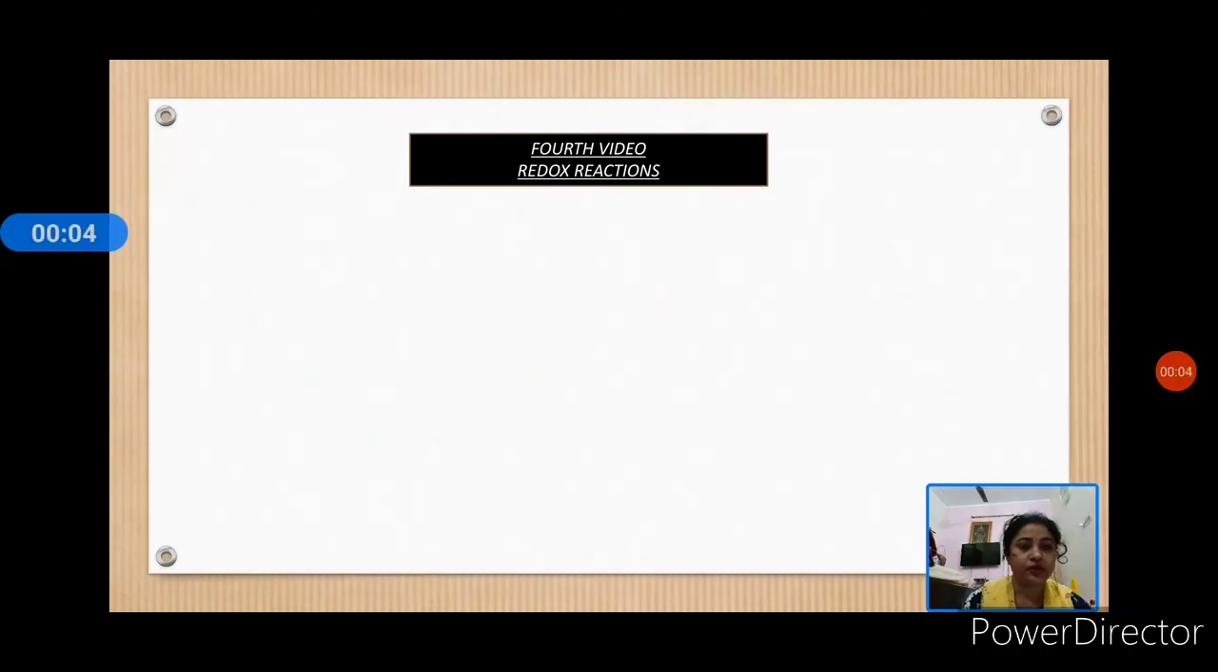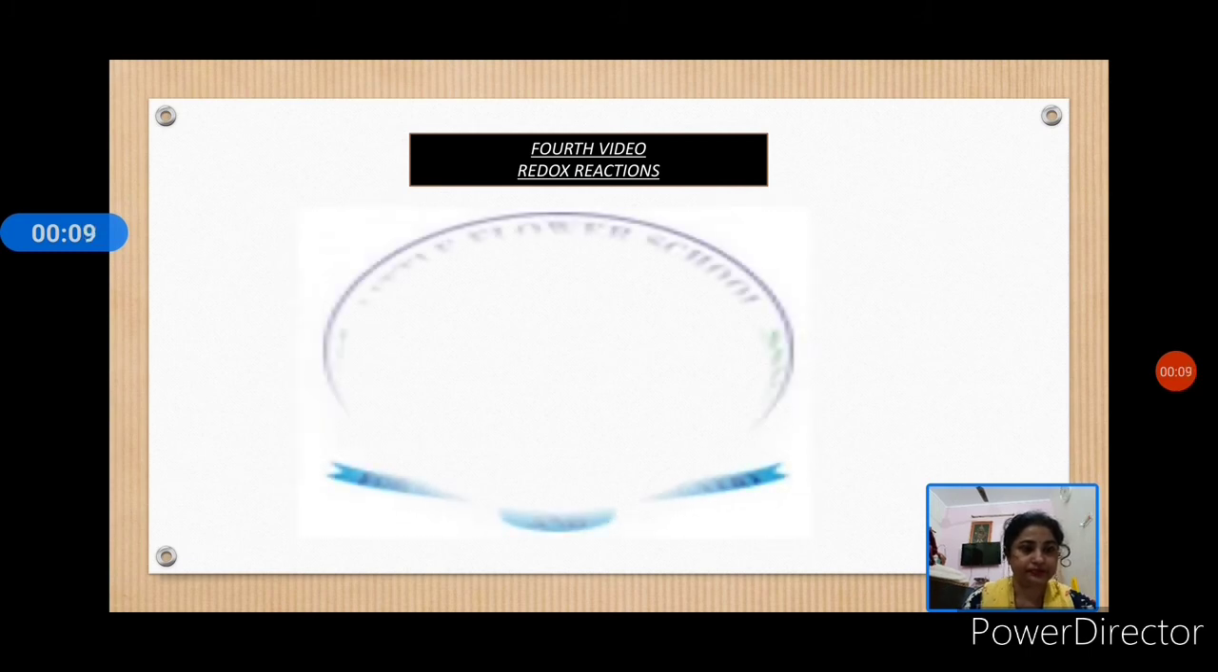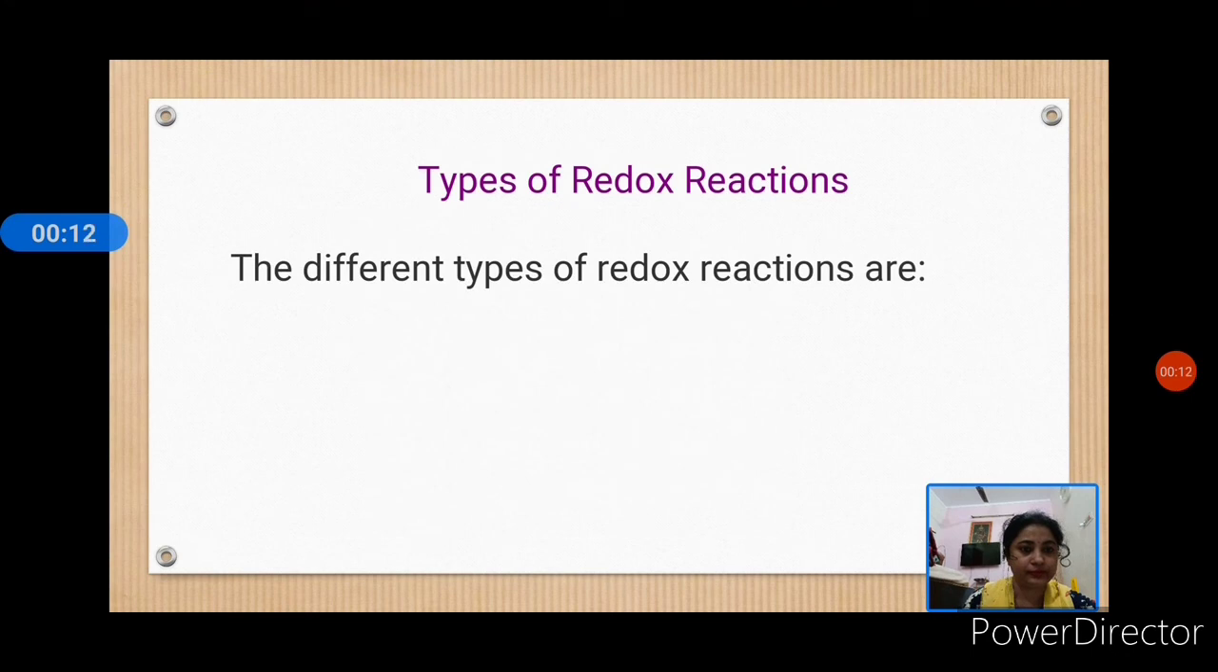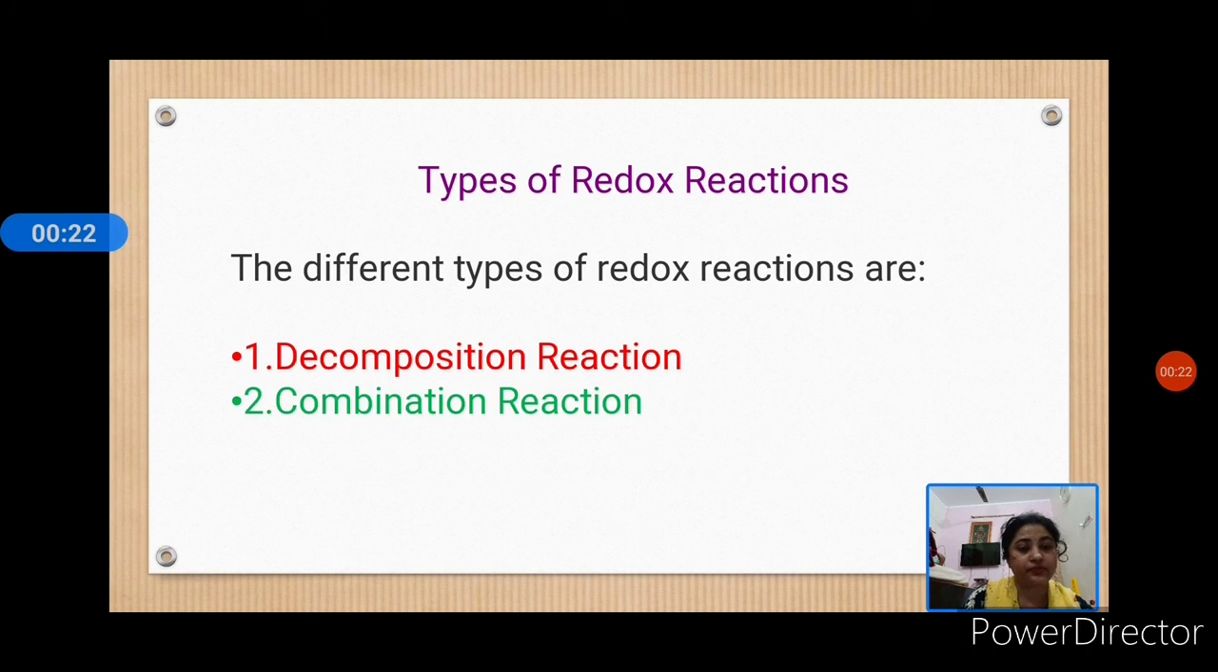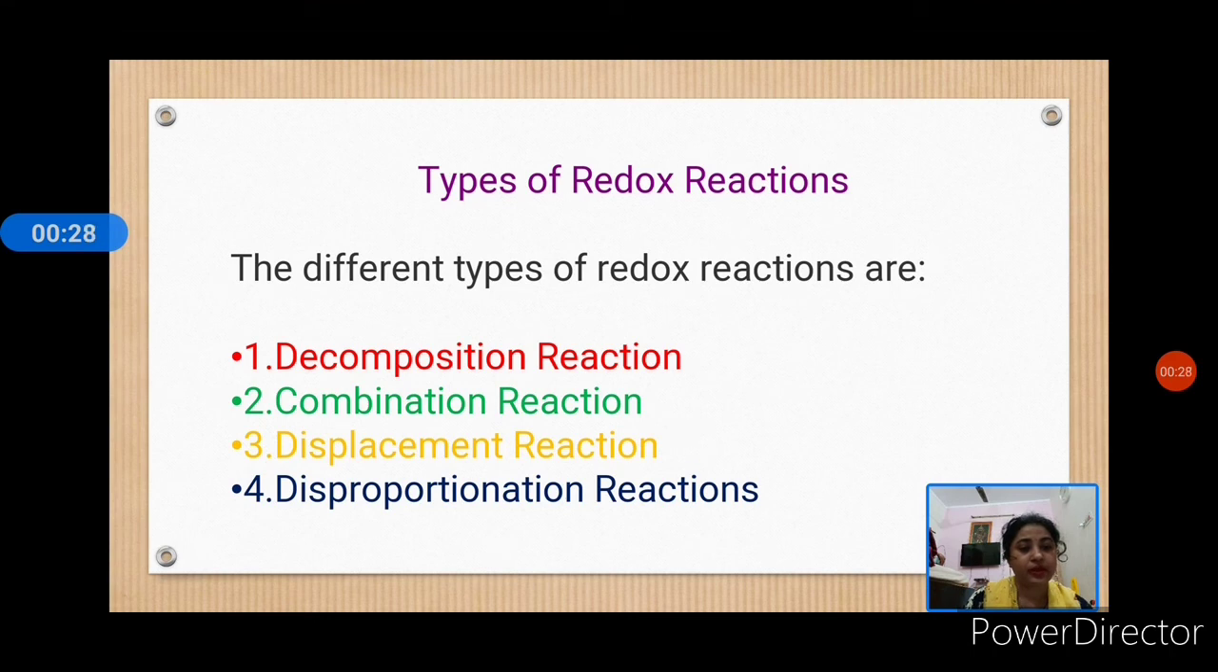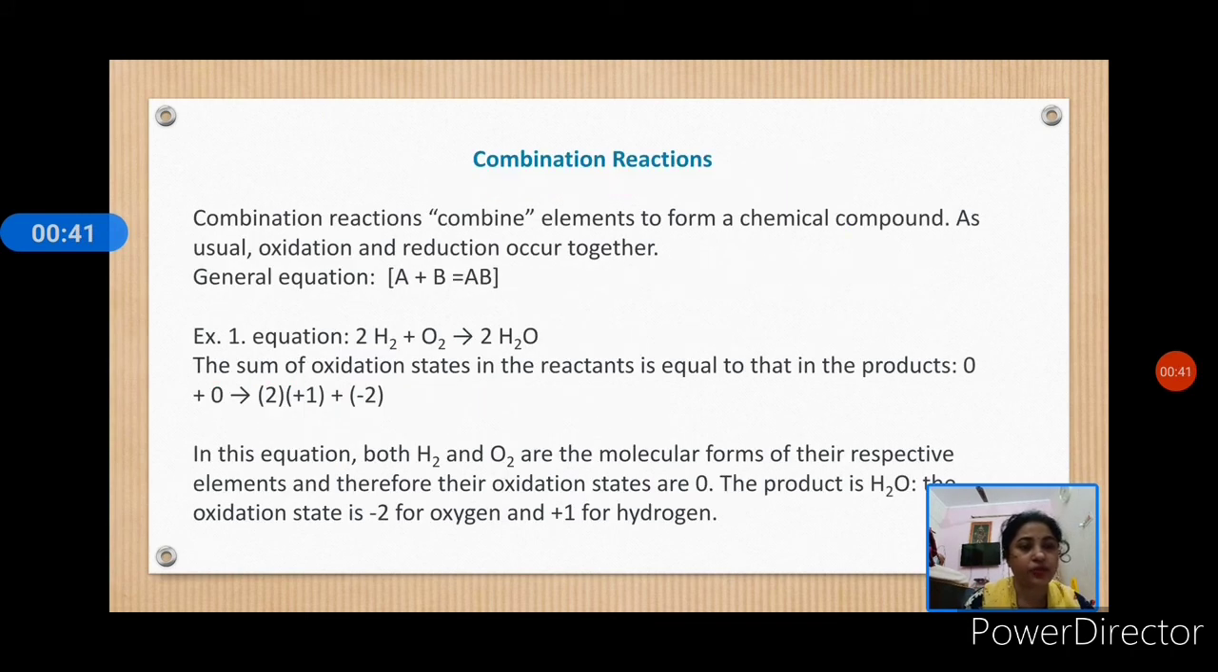Hello dear children, this is the fourth video on the chapter redox reactions. In this we will see types of redox reactions. There are different types of redox reactions: decomposition reaction, combination reaction, displacement reaction, disproportionation reaction. These are types of reaction, but in these reactions you will see how the reactions are showing redox reactions. Let's start with combination reaction.